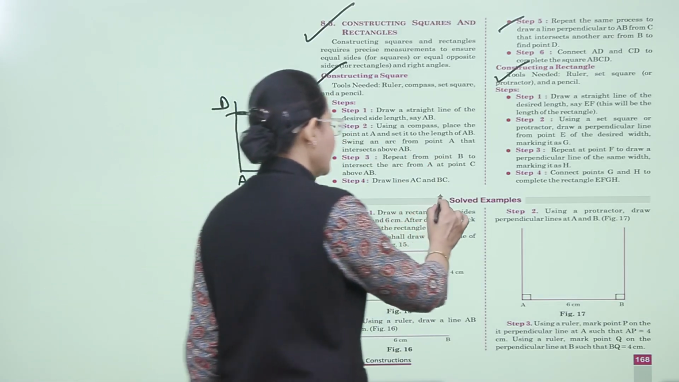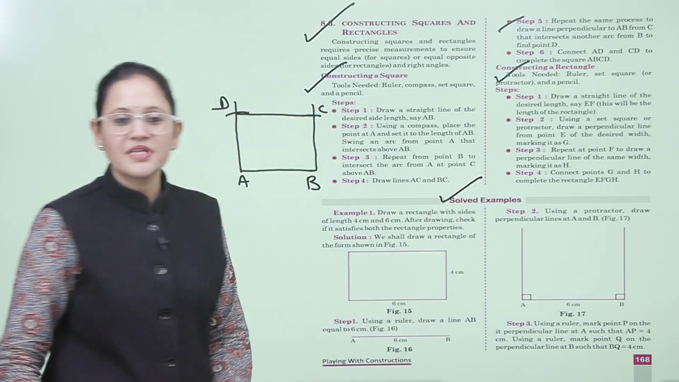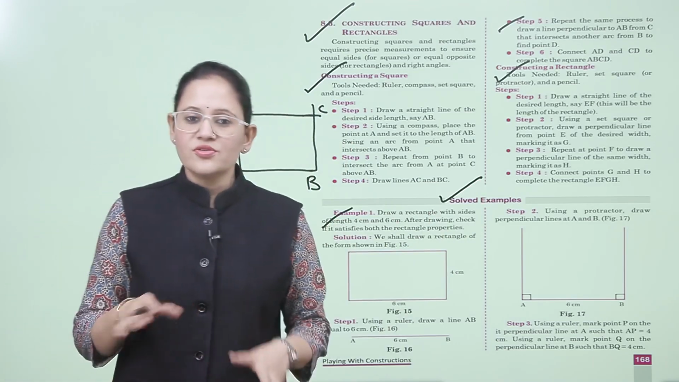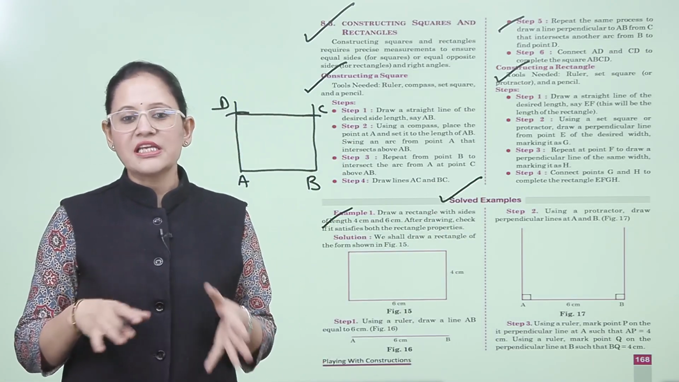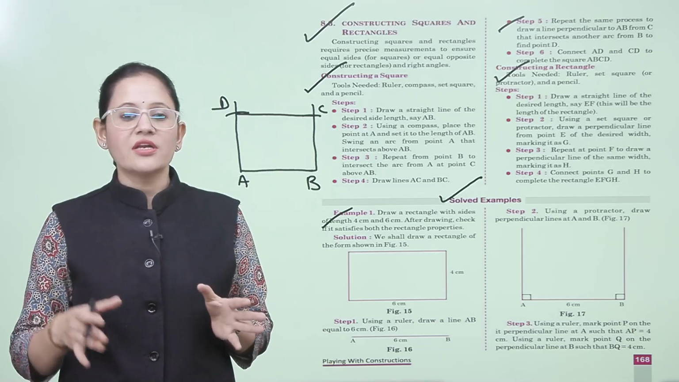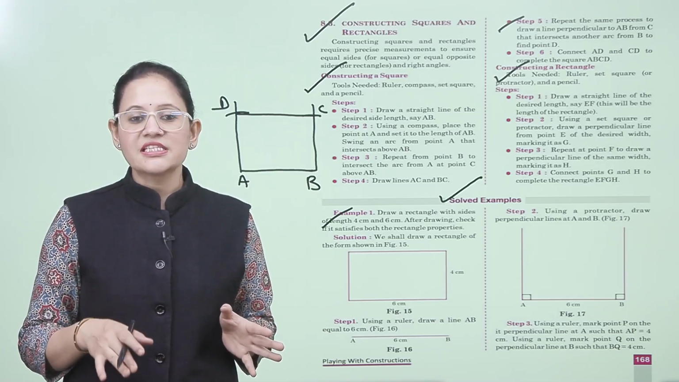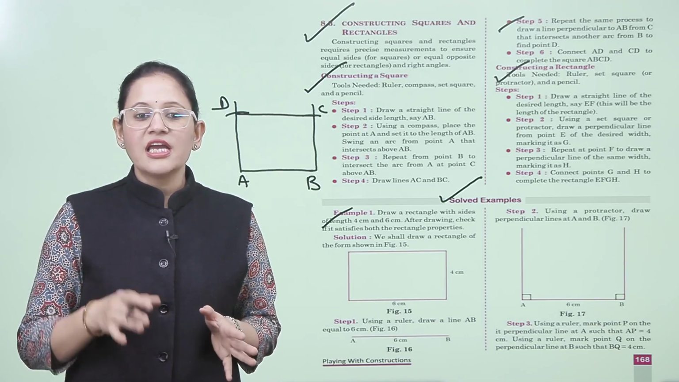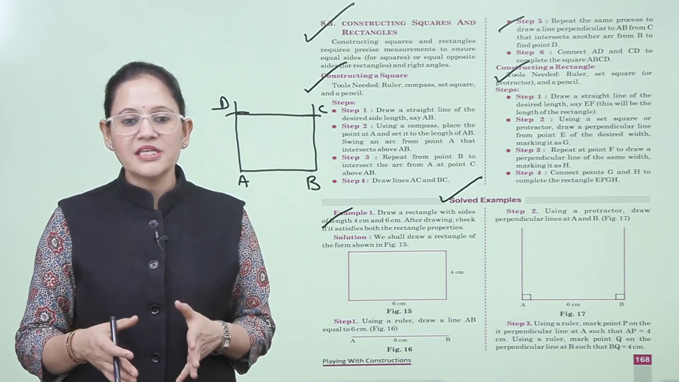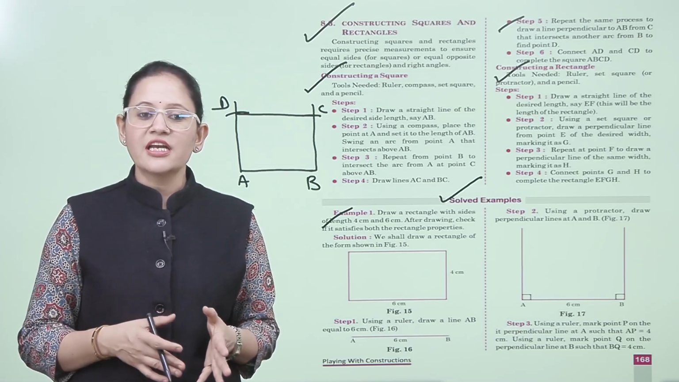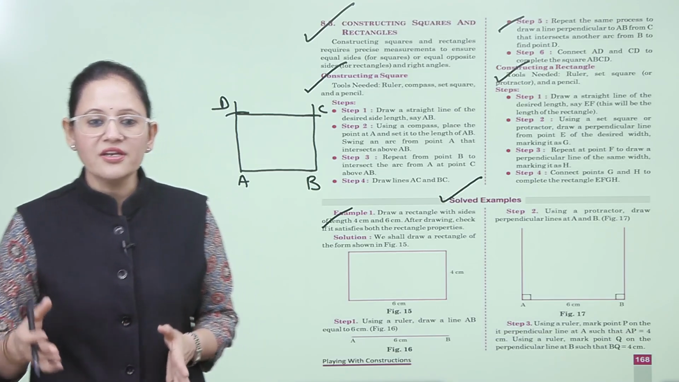Next, we will take some examples. Example 1. So now you will better understand with an example how to draw a rectangle and square. Here we have to draw a rectangle with side lengths 4 cm and 6 cm. After drawing, check if it satisfies the rectangle properties. We shall draw a rectangle as shown in figure 15.